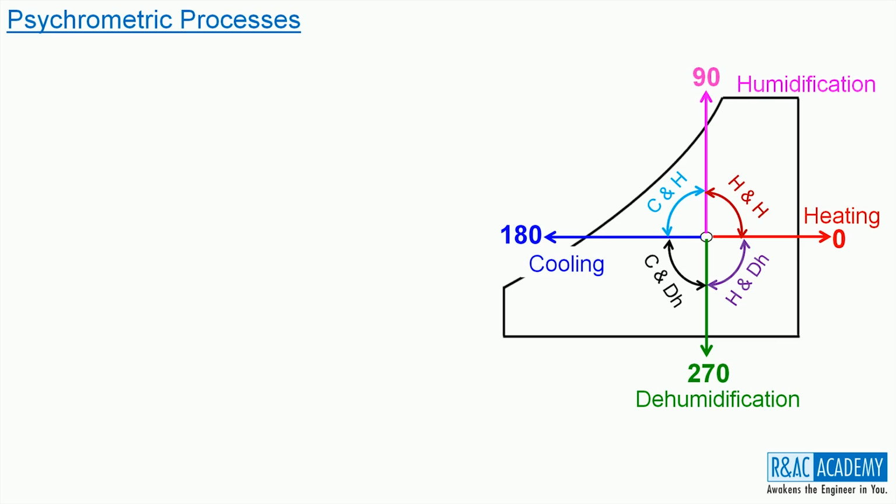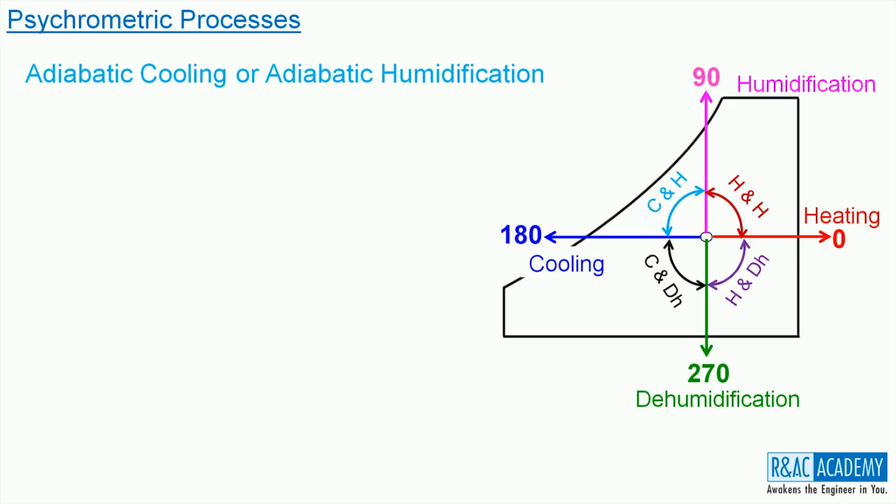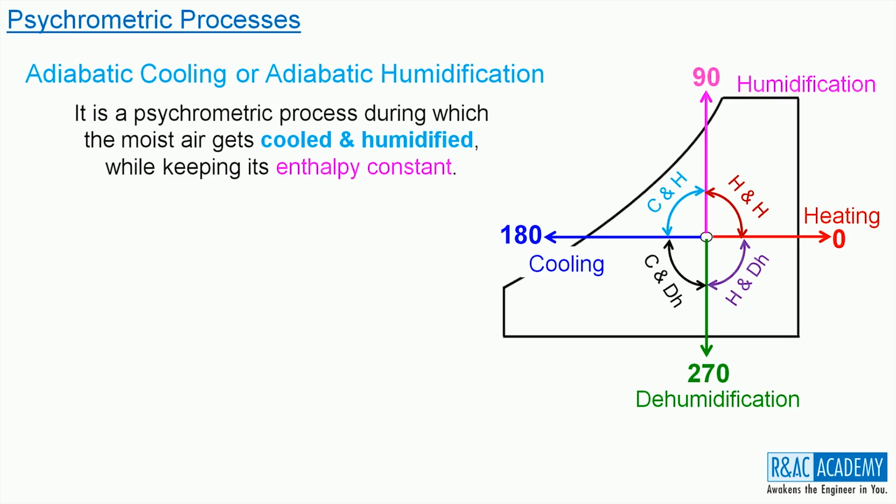Now, let me take you to the special process called adiabatic cooling or adiabatic humidification. As discussed in the previous lecture, the adiabatic process in psychrometry happens at constant enthalpy, and the same is happening here. Adiabatic cooling is a psychrometric process during which the moisture gets cooled and humidified while keeping its enthalpy constant. The moisture undergoes cooling and humidification process, and hence it will be in the quadrant number 2 only.